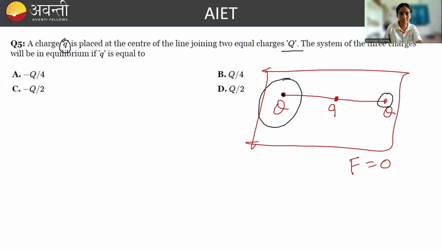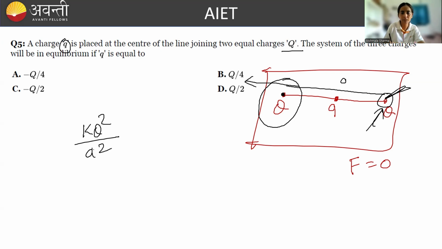If that is the case, then the force acting on this capital Q charge because of this one will be in which direction? It will be in this direction because repulsion will happen. So this charge will repel this capital Q charge, that is, it will throw it away from itself. The force value will be kQ squared by the total distance between the two, a, so a squared, if this distance is a.